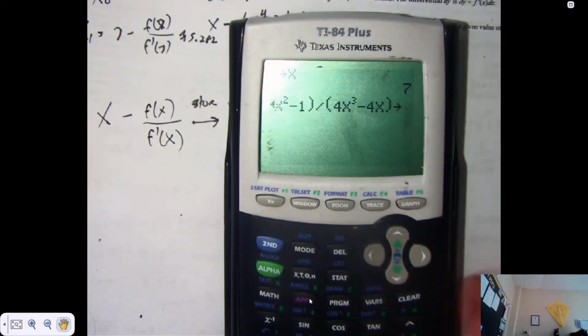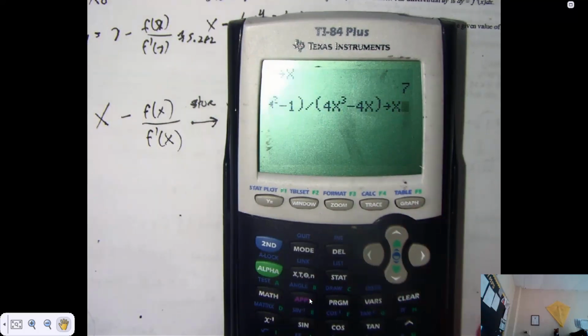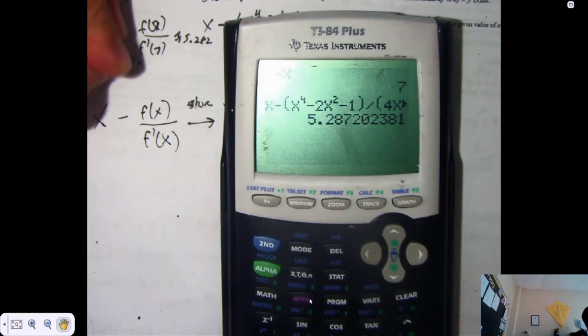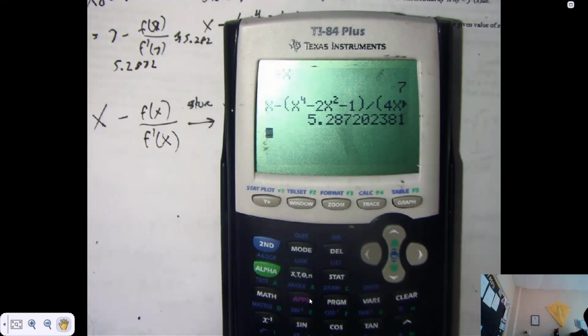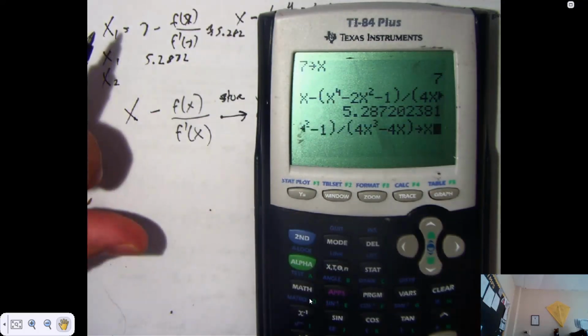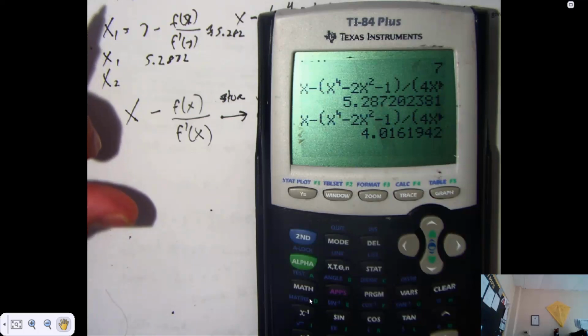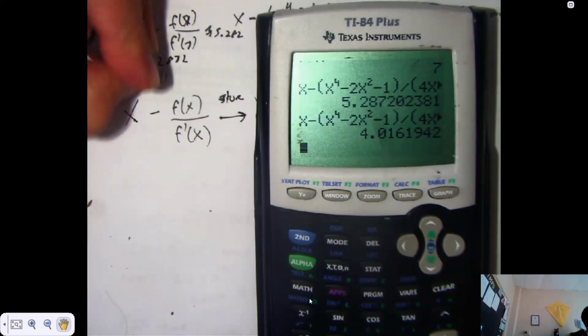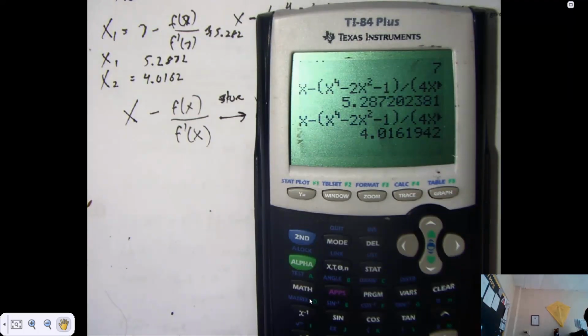Hit the store key. Put the result in x. And what this does is this takes your 5.2872 and it puts it right in there. To find your second estimate, you press second enter. 4.0162. You have to hit it twice. Second enter brings up the last operation. You press enter to perform it.